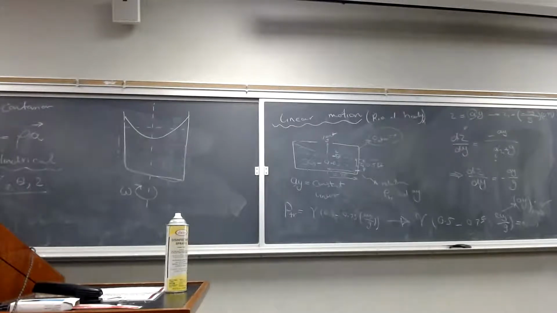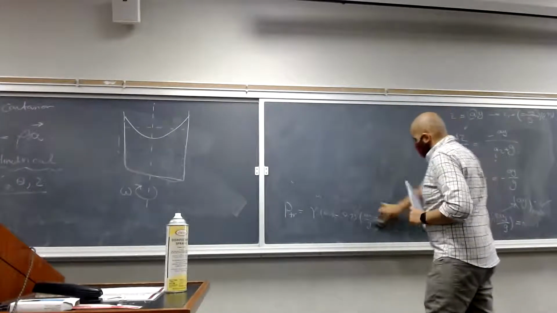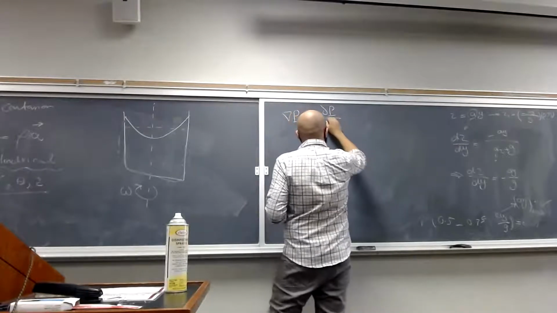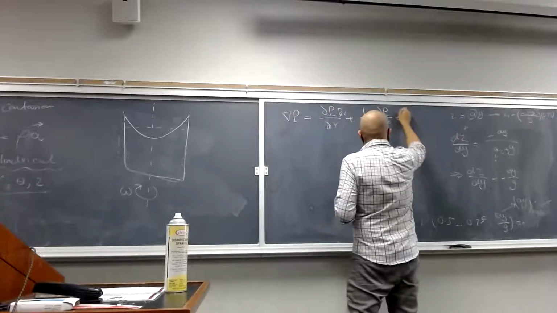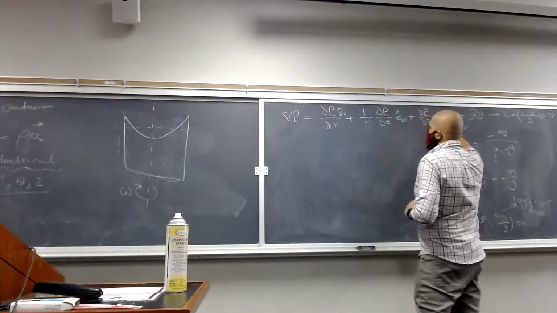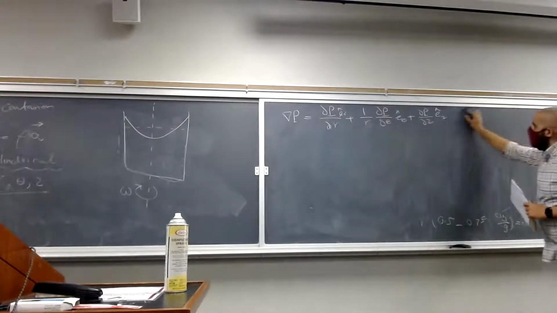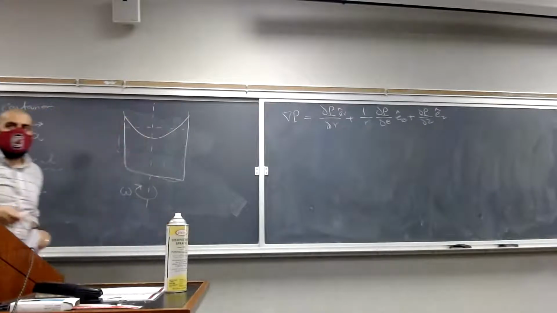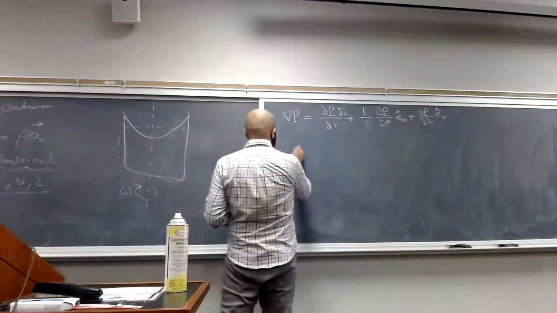So our pressure gradient in a cylindrical system is going to look like this: partial p, partial r, plus 1 over r, partial p, partial theta, and it is e_r, e_theta, and partial p, partial z, e_z. So e_r, e_theta, e_z are the unit vectors in r, theta, and z direction, which are essentially the same thing as i, j, and k in the Cartesian coordinate system.